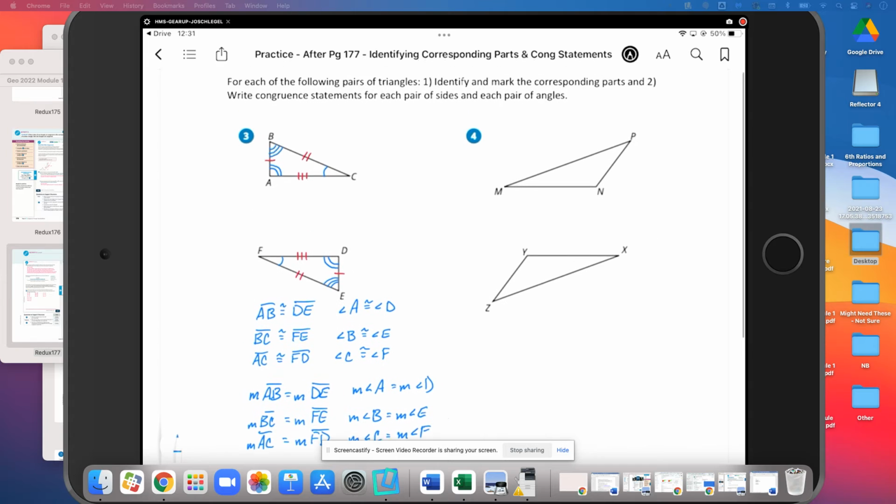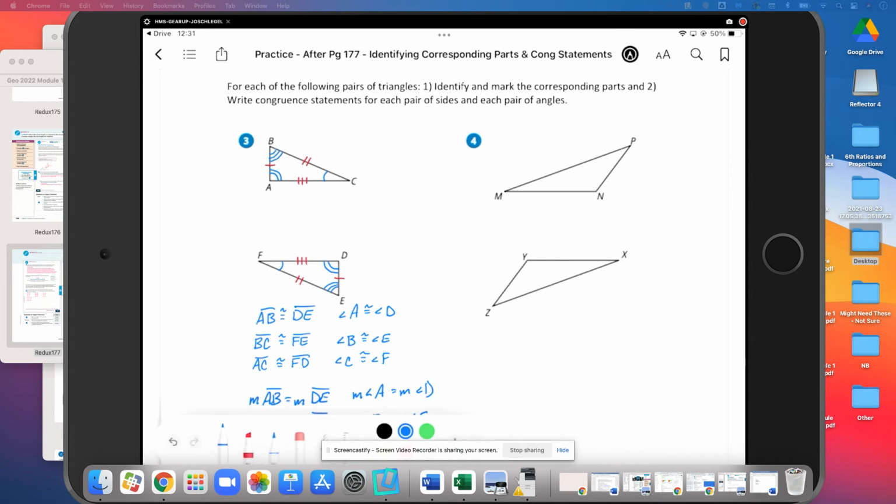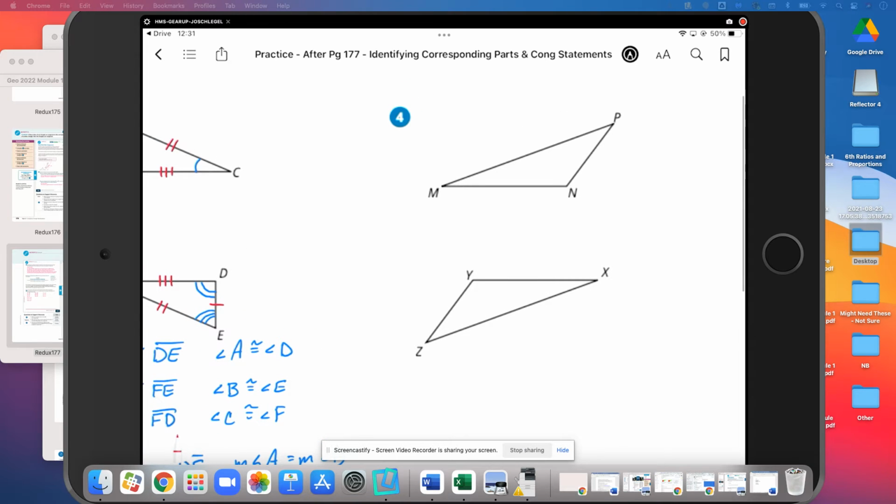On to number 4. And for number 4, I'll go through a similar process, everyone. This time with the angles, I will do it differently and show the alternative method. So I'll start with side PN. It looks like PN is congruent to YZ or corresponds to YZ. Then I've got MN corresponding to XY. And then lastly, MP corresponding to XZ.